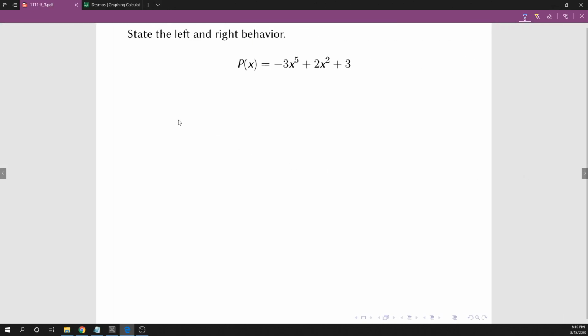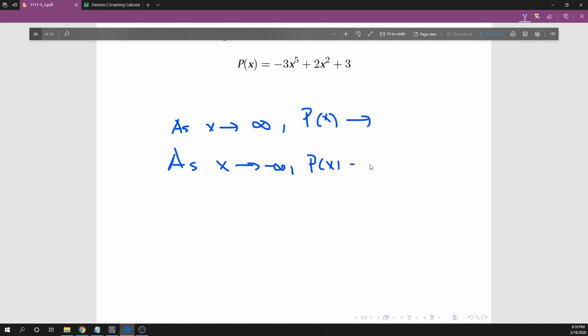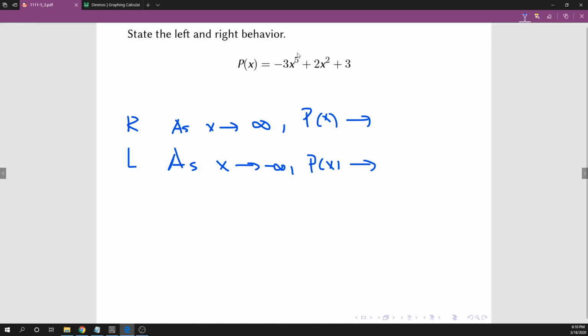All right, next example. As x goes to infinity, p of x goes to blank. As x goes to minus infinity, p of x goes to blank. This is the right behavior, left behavior. All right, so find the leading coefficient right here.